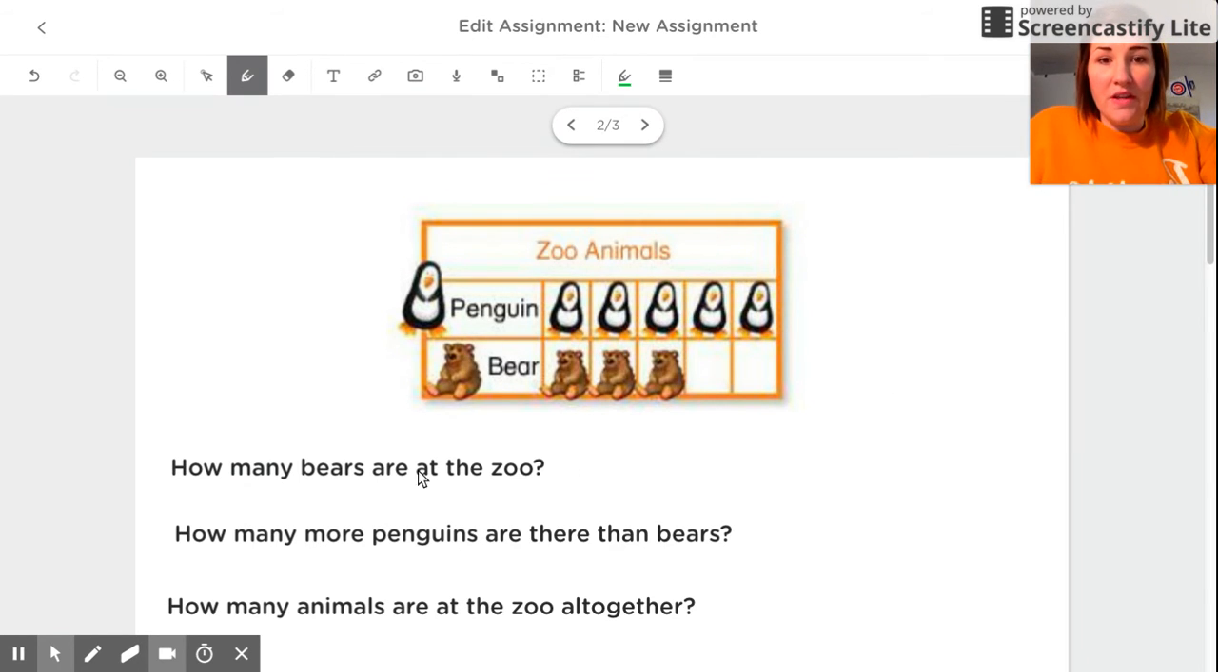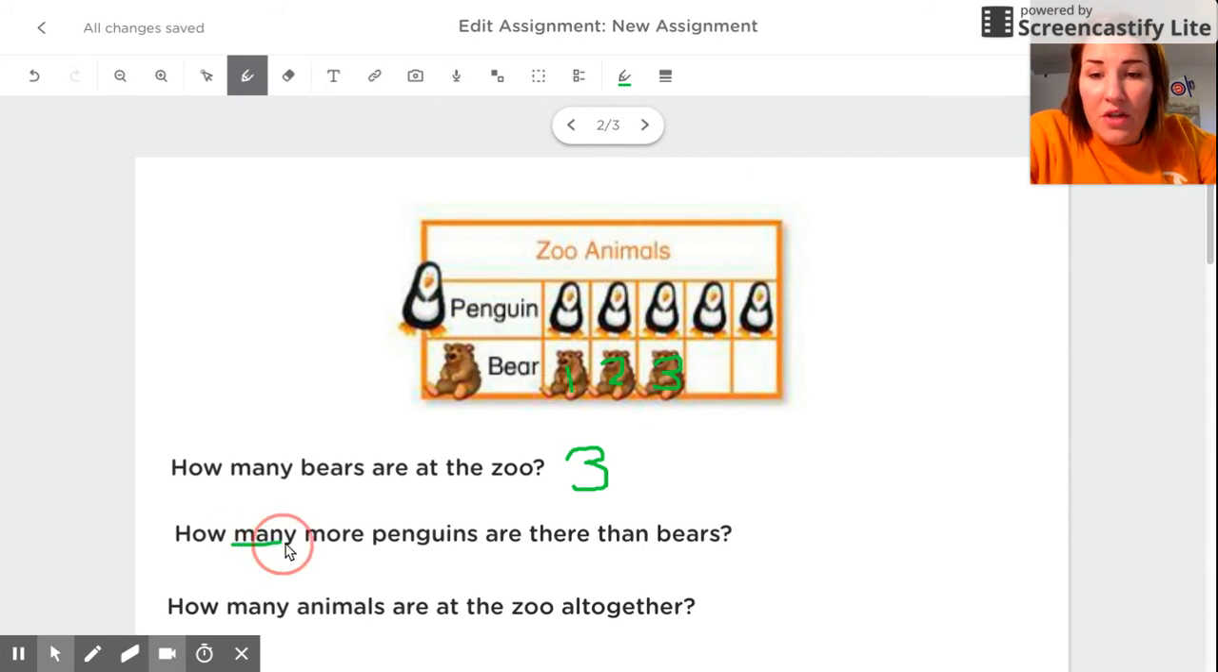So one of the questions that we want to answer about this particular graph is how many bears are at the zoo? So in order to do that, I need to look at the graph and I need to look at the bear section. So the bears, it goes over in a row, and I can count how many pictures of bears there are and know that that's how many bears are there. So how many bears are there? Well, 1, 2, 3. There are 3 bears at the zoo. It says right there in the graph. We just have to count 1, 2, 3. Okay.